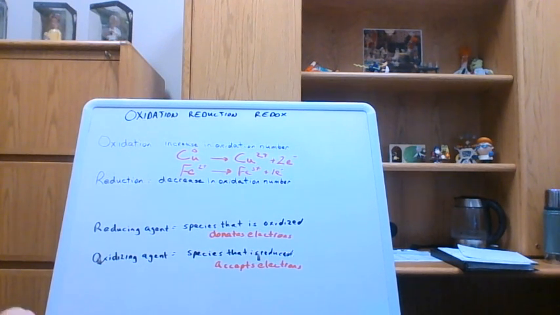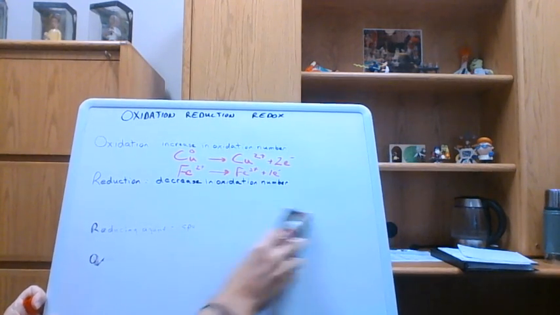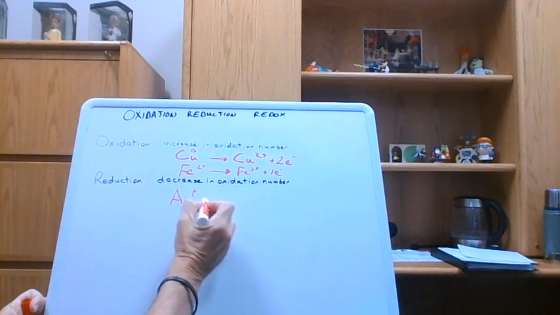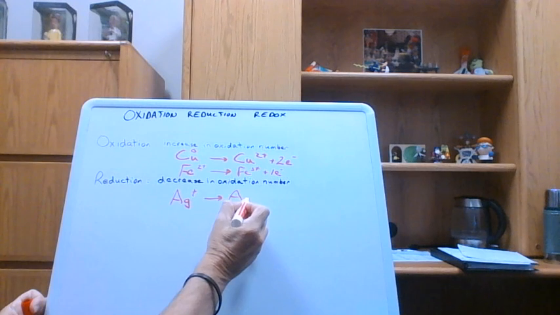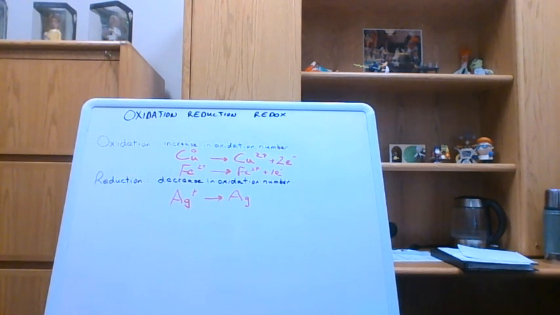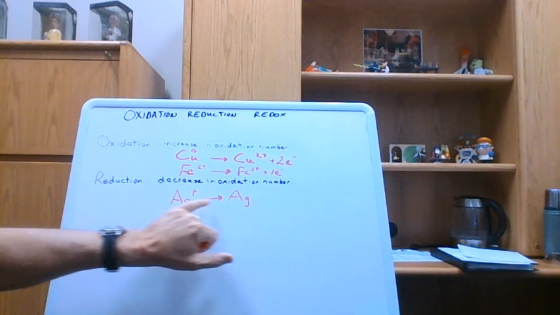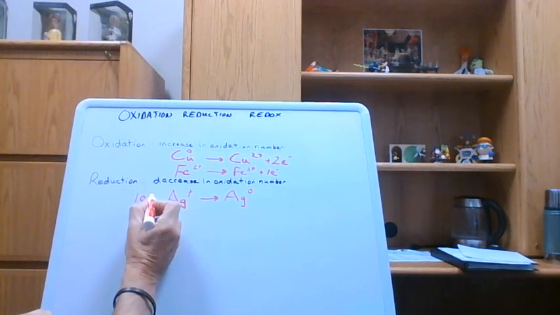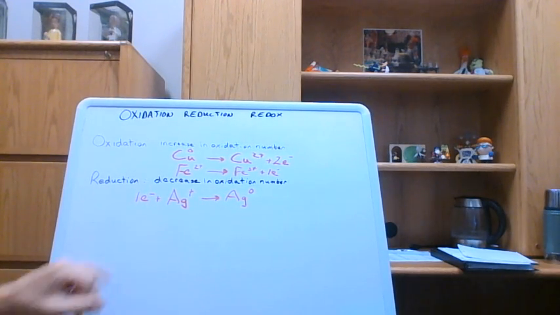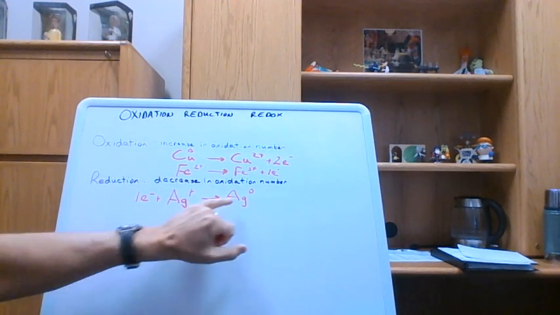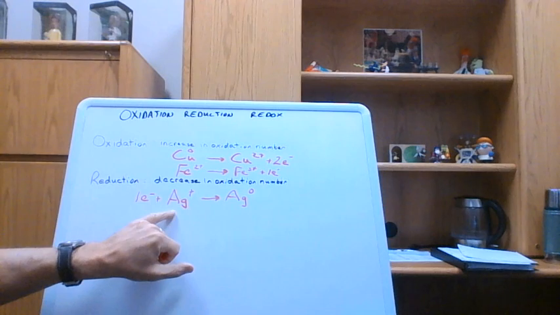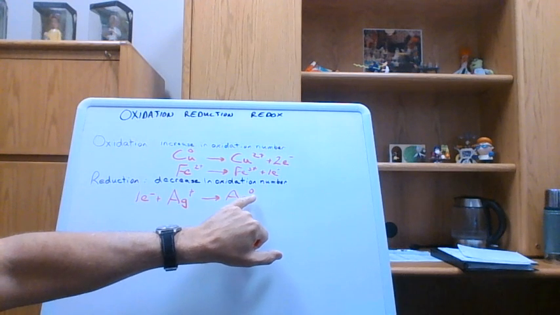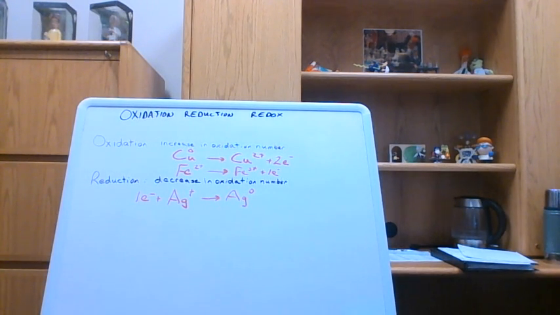What a reduction looks like. If we had silver cations and they were coming out of solution to become silver atoms, neutral silver atoms, you can see on this side of the arrow we have a +1 charge here. Silver is elemental, so it has a 0 charge. So we have to add an electron on this side to add a -1 charge. So we have a -1 and a +1, 0 charge, 0 charge. So this silver cation is gaining an electron. You can see its oxidation number is going from +1 to 0. So this is an example of a reduction.